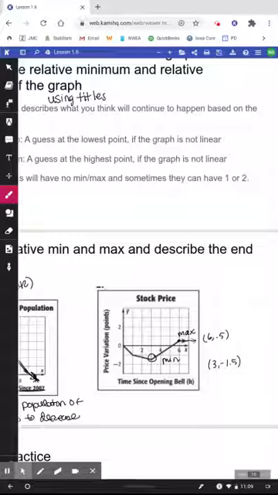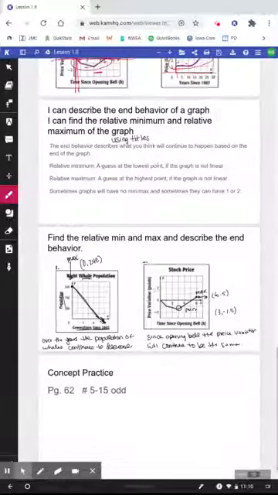And then to describe this, it looks like it's going to be constant. So I would say since opening bell, the price variation will continue to be the same. Or I could say continue to be constant. You can use either word.